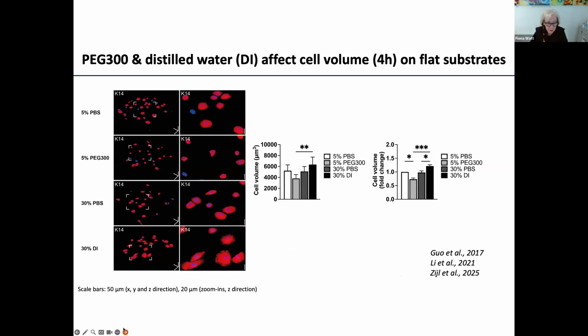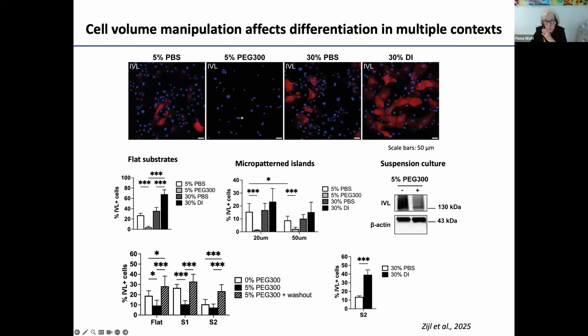So then, of course, the question was, does this have any effect on differentiation? And the results were really spectacular. In every assay that we did, changing cell volume affected differentiation. So if you look at distilled water, you can see on flat substrates, the percentage of differentiated cells increases. On micropatterned islands, where normally on a large island the cells are spread, if we treat with distilled water, they differentiate. Conversely, if we add polyethylene glycol to cells in suspension and probe for the differentiation marker involucrin, you can see differentiation is inhibited.